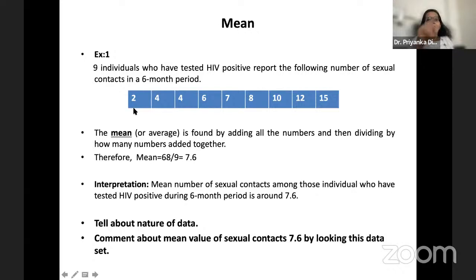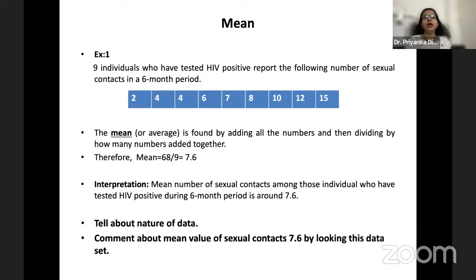Okay? In 2 to 15, the central part is where? Between 7 to 8. So my answer should lie in 7 to 8. If my answer does not lie in 7 to 8, or between this central part, then I would say that there is a problem in the mean, or mean is not a good indicator. Fine. So now how can we calculate the mean?